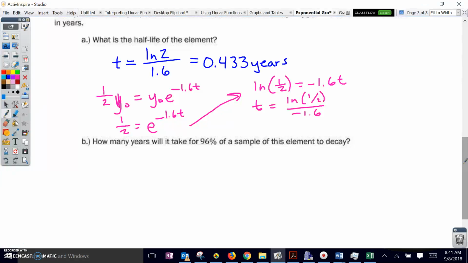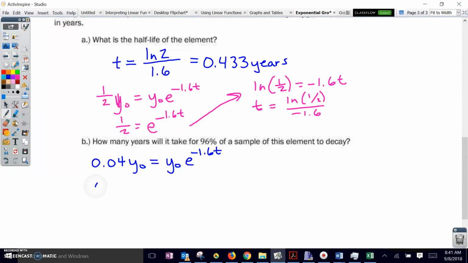Part B, how many years will it take for 96% of a sample of this element to decay? Okay, so think about what that means. If 96% of the sample has decayed, that means 4% of the sample is left. So we're finding the time when 4% of the initial sample remains. And so we want 0.04 of the initial sample to be the amount that we have at a given time. And so we'll substitute that in for the amount. And now we'll go ahead and solve this for t.